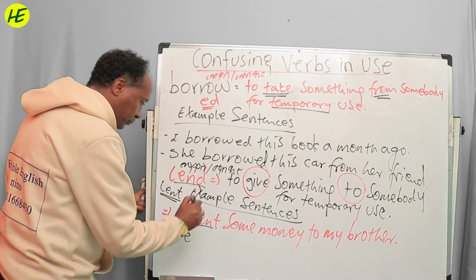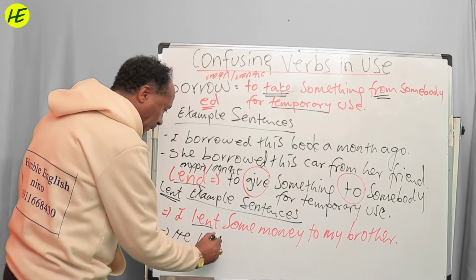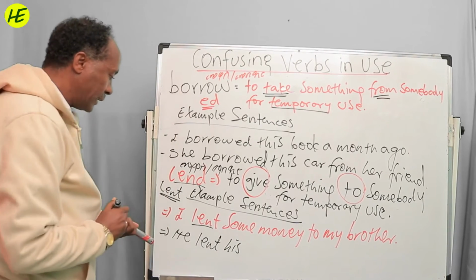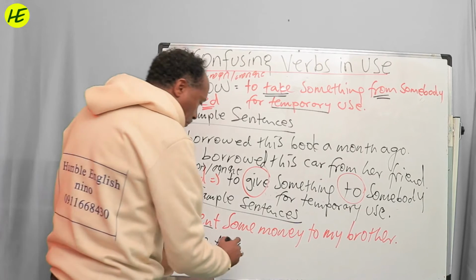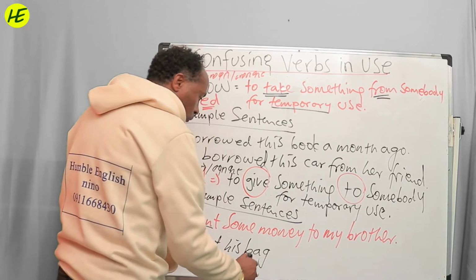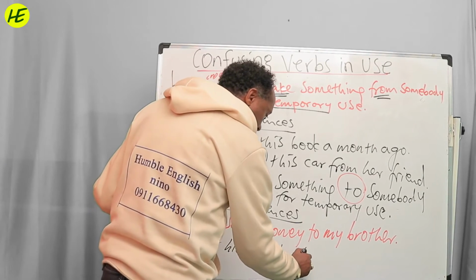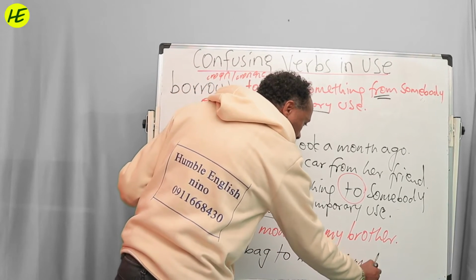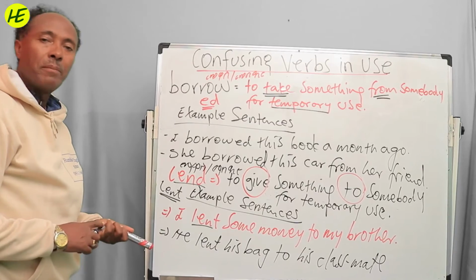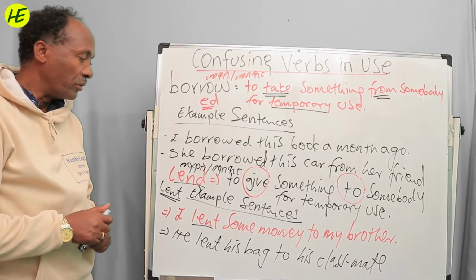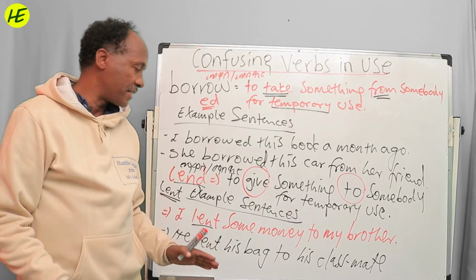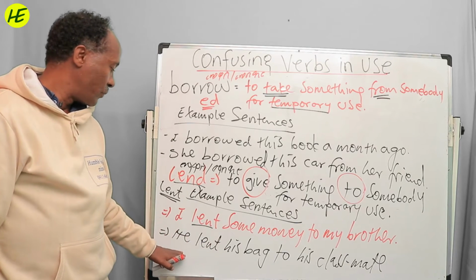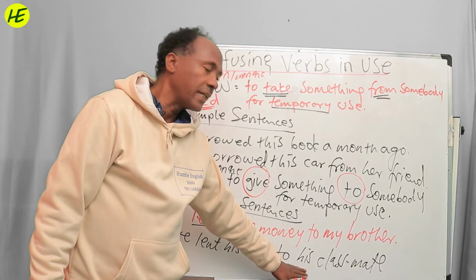He lent his bag to his classmate. You can imagine both can be friends, right? Classmate, peers. So he lent his bag to his classmate.